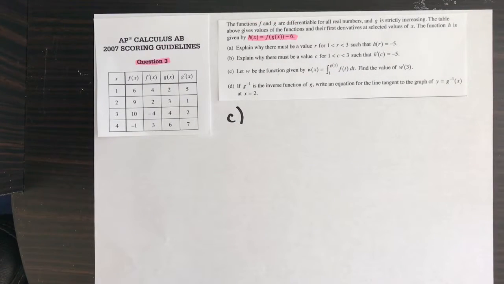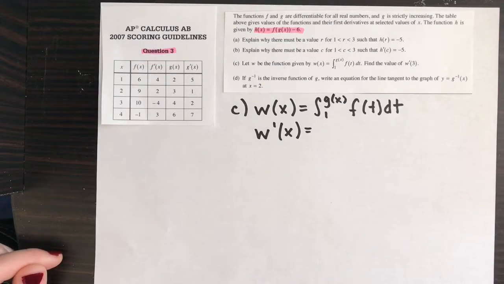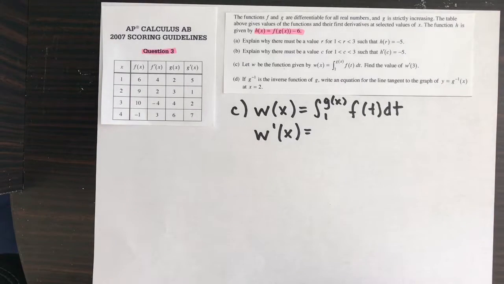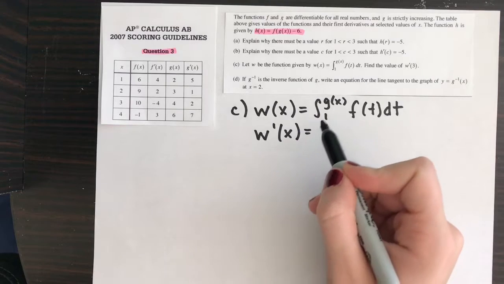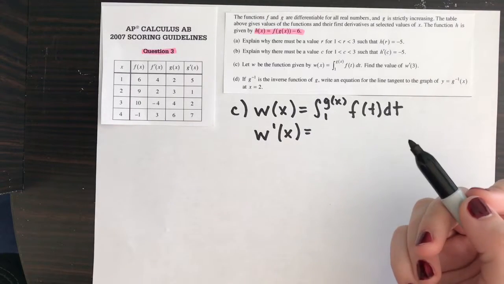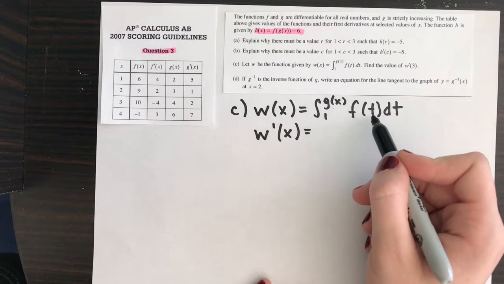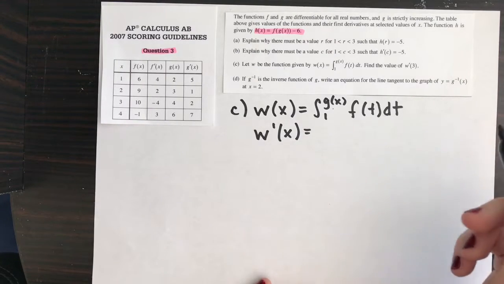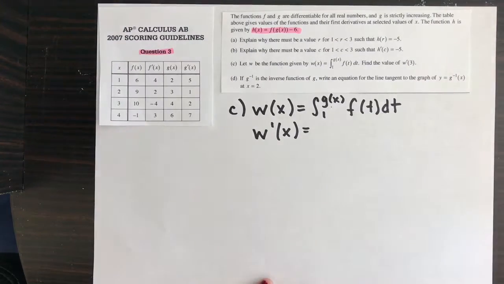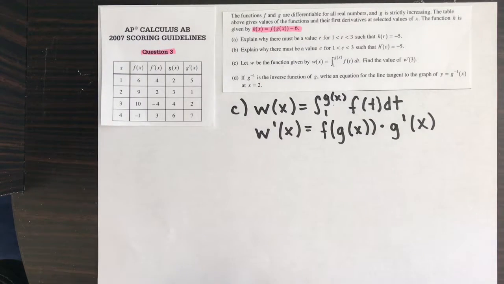Moving on to part C, we're asked to find w prime of 3 given that w of x equals the integral from 1 to g of x of f of t dt. Let's begin by finding the derivative of w of x. By the fundamental theorem of calculus, when we take the derivative, the antiderivative or integral cancels out, and so we replace t with g of x and then multiply it by g prime of x since the chain rule is used. Doing that, we see that w prime of x equals f of g of x times g prime of x. Don't forget to use the chain rule.